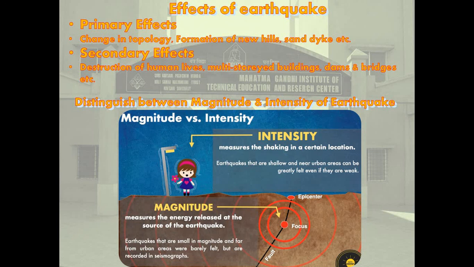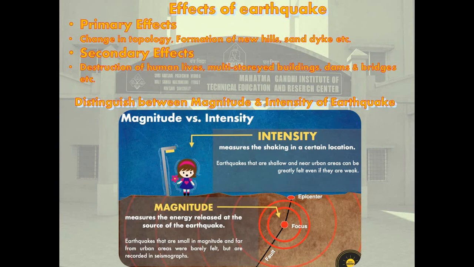Now, what is seismology? Seismology is the science related to the study of earthquakes and the structure of the earth. It includes the study of seismic waves, origin, intensity of earthquakes and forecasting earthquakes, using the seismograph instrument. And intensity is a measure of the shaking in certain locations, like earthquakes that are shallow and near urban areas can be greatly felt even if they are not big.